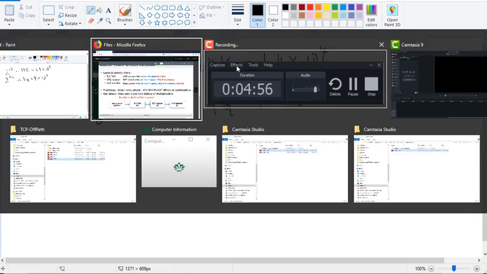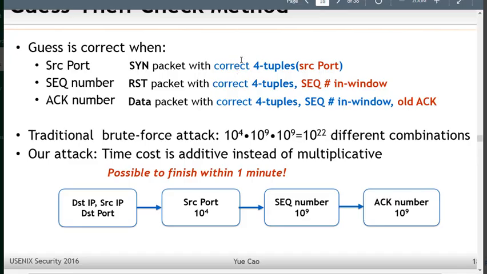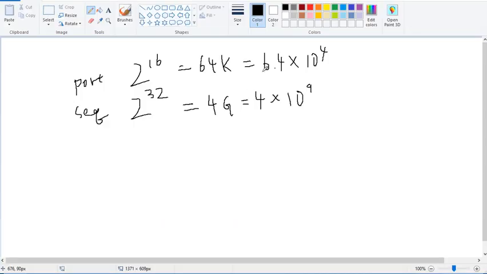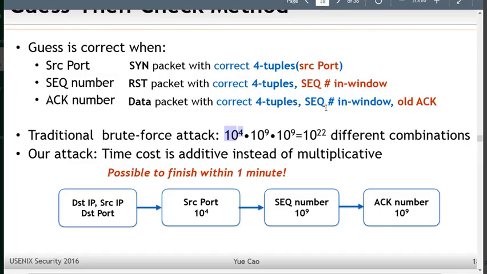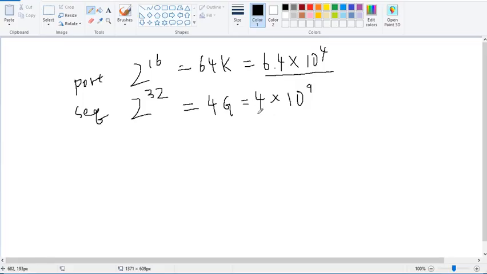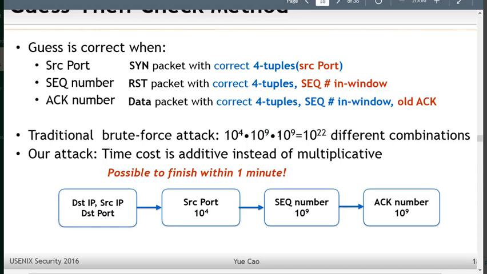So now let's see the problem. If you have to guess all the combinations together, you are going to take a guess of 10 to the power of 4 for the port number, and then 10 to the power of 9 for the sequence number. Here it is 4 times 10 to the power of 9, and there's another 10 to the power of 9.